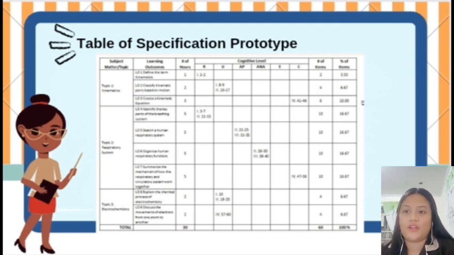Okay, so moving on to the number of items, there's a total of 60 items. No, 60 items itong test na to.